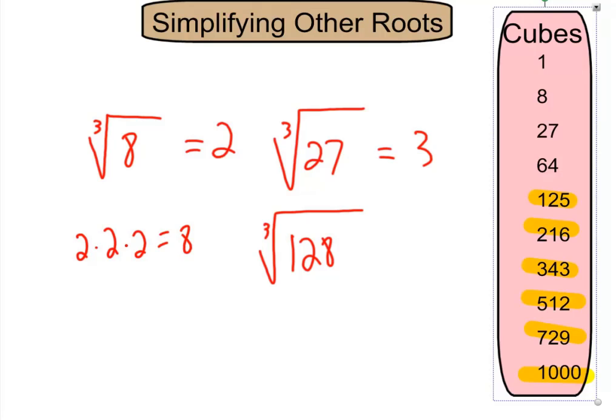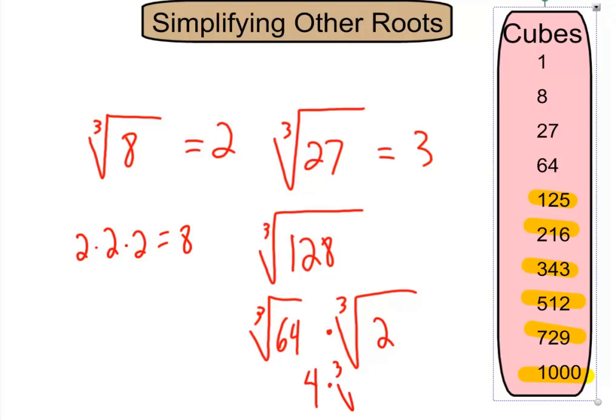So I need some number off this list, just like before, so that when I multiply these together, I get 128. So what would work here? Looks like if we take 64 times 2, I get 128. And what is the third root of 64? It is 4, because 4 to the third power, or 4 times 4 times 4, is 64. So the third root of 64, we know that one, that's 4, times the third root of 2, that is simplified. 4 times the third root of 2 is the same as the third root of 128. Notice, we simplified the root. We made it smaller, a smaller root number.